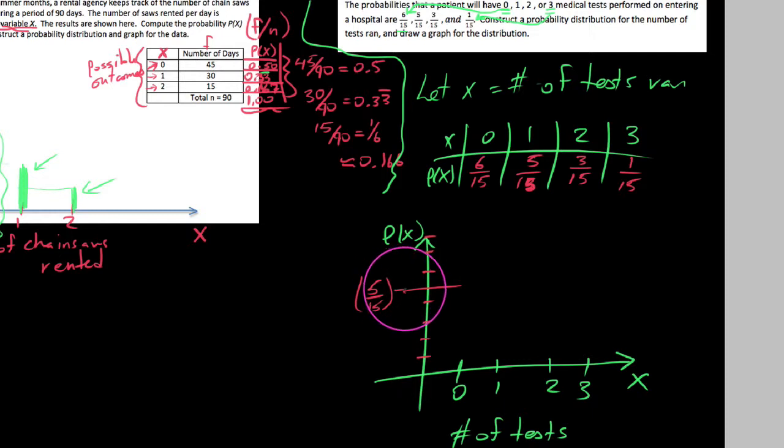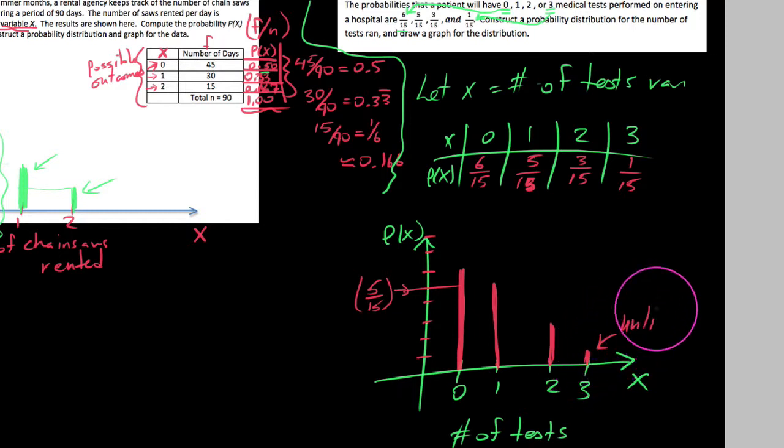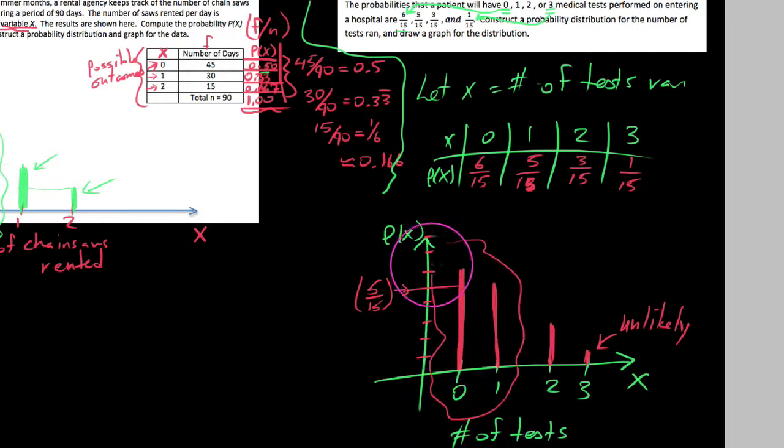So this 5/15 is this bar right here. So making this graph here, 6/15 would be right here. So 6/15 of the time, we'd say a patient has 0 tests run. 5/15, a little bit less, we can see they had 1 test run. 2 tests run on a given time at the hospital is 3 out of 15, so 3/15 here. And then we also have 1/15 back here. So we say it's very unlikely to have 3 tests run. Actually, the majority of the time, you can see that you're going to anticipate having either 0 or 1 tests done when you enter the hospital. So just a couple of examples.